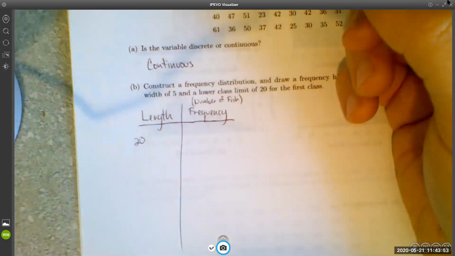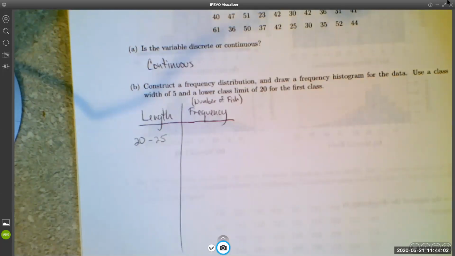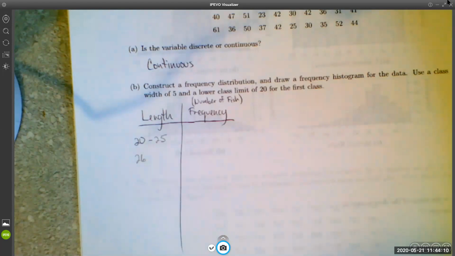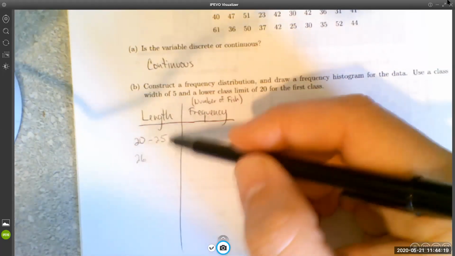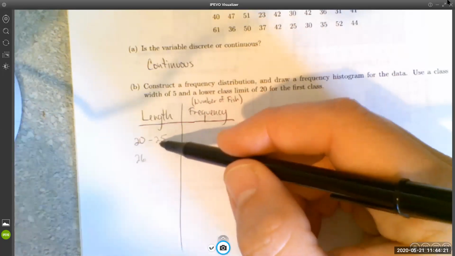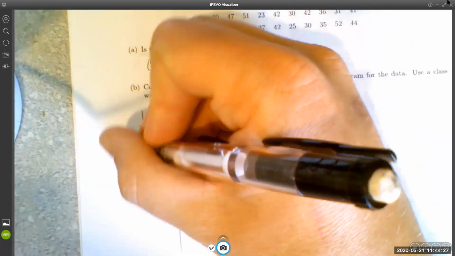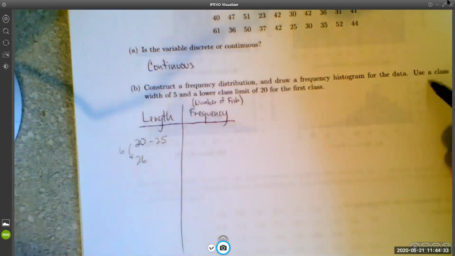A lot of times people say, oh, the class width is 5, so that means the first class needs to go from 20 to 25. And now the problem with that is that they think, well, if I went from 20 to 25 in the first class, then the next class needs to start at 26. Right? And you run into a problem because the class width is not the difference between the upper and lower class limit. The class width is the difference between consecutive lower class limits. So what you've done here is you've created a class width of 6, not a class width of 5, right? We were asked to use a class width of 5.